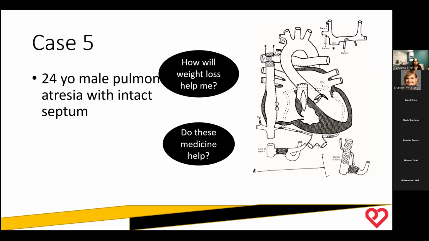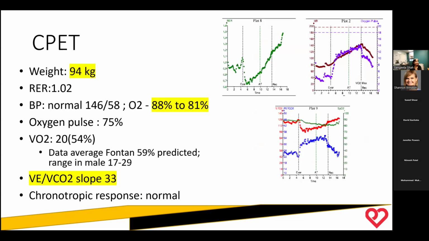And then this is just showing, I couldn't draw the SVC up here, but basically SVC looked fine, but because of the pressures, he has lots of collaterals from the systemic venous blue blood to the pulmonary veins, which is pink blood. And as we take care of him, he's like, well, show me how weight loss will help me. I feel fine. And which medicines will truly help, because I don't want to pay for all of these, which is reasonable. So his CPET baseline weight of 94 kilograms here.